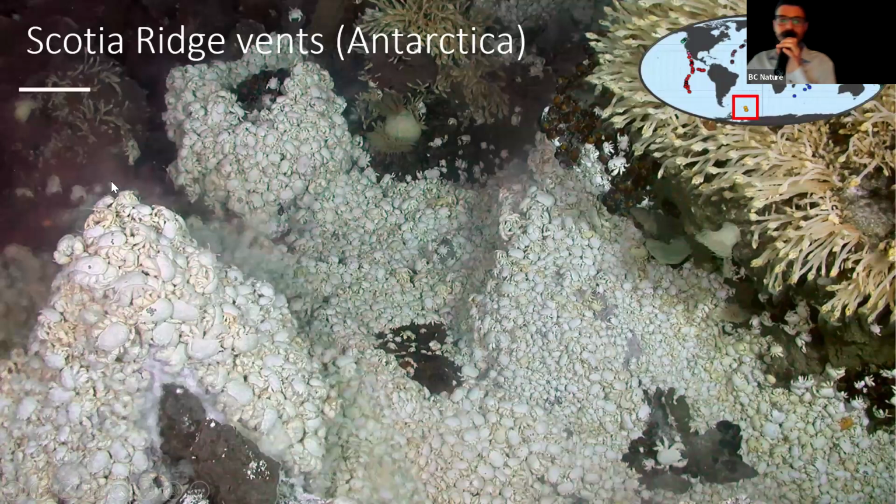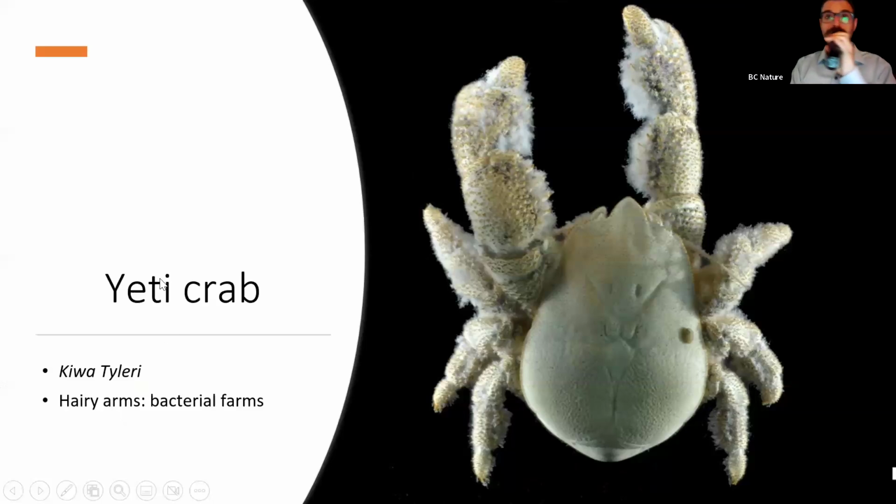Okay, those are the hydrothermal vents that we find in the Antarctic Ocean. And as you can see, they are all covered by white crabs. These crabs are called Yeti crabs. The scientific name is Kiwa tyleri. As you can see, they are called Yeti because they have these very hairy arms. Using these hairy arms, what they do is farm bacteria. They farm the bacteria there and then they eat it.